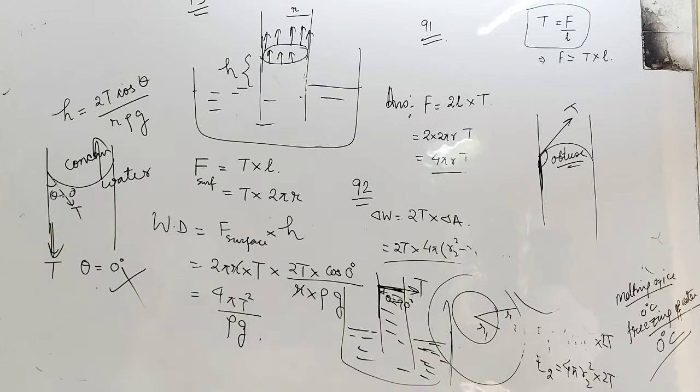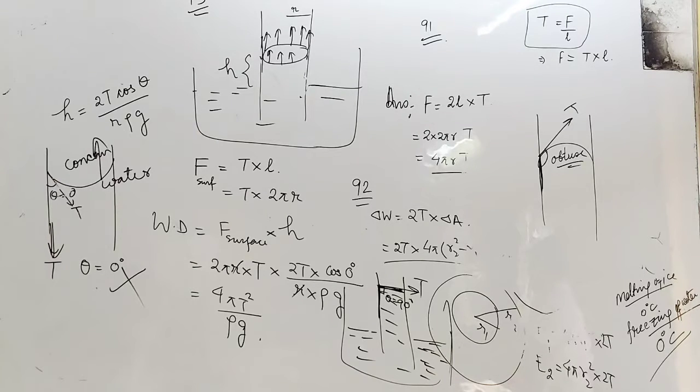Then, as in a barometer, there is a rise in the mercury column, and the mercury column's meniscus will be like this, convex. Understood? So when the angle of contact is greater than 90 degrees, the meniscus is convex.